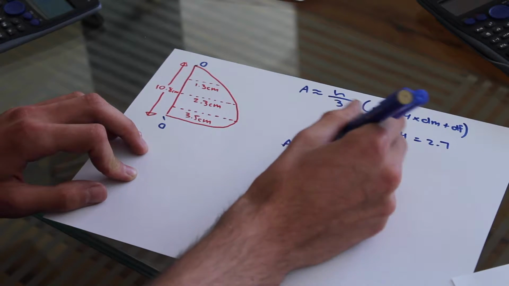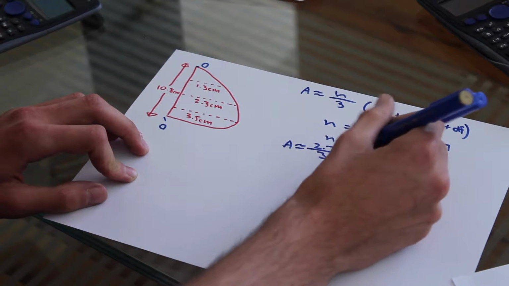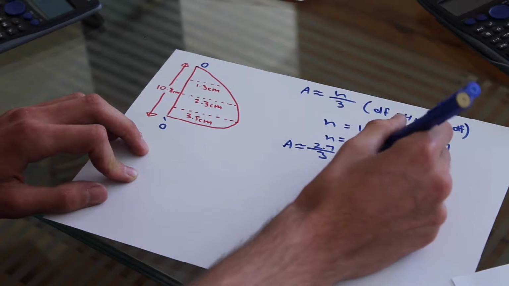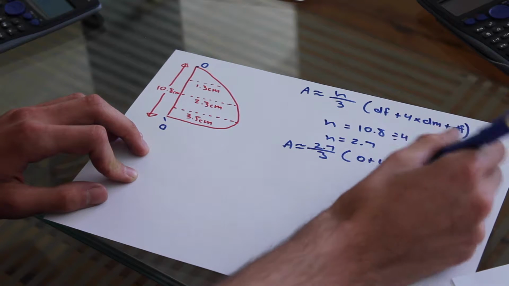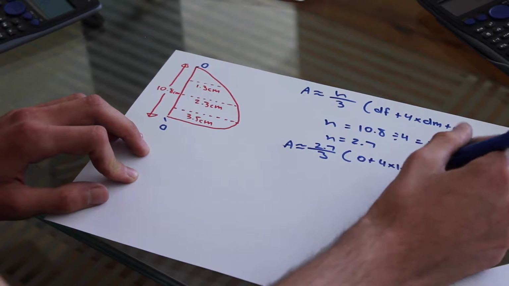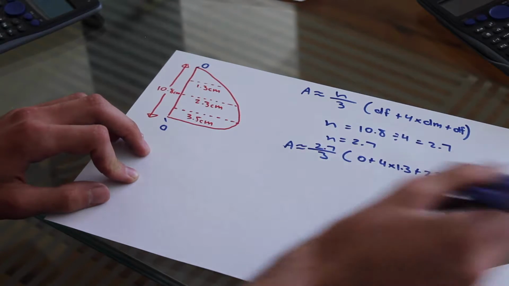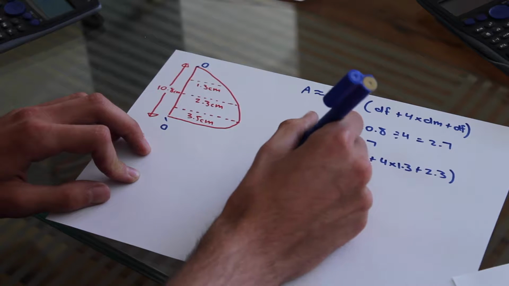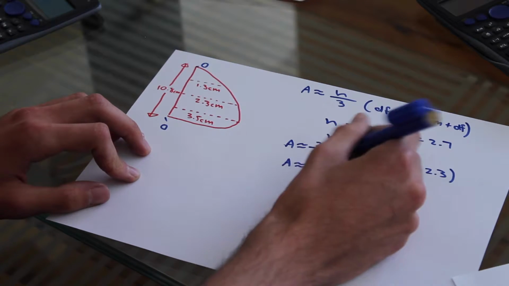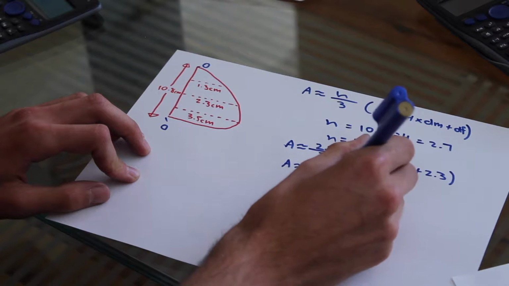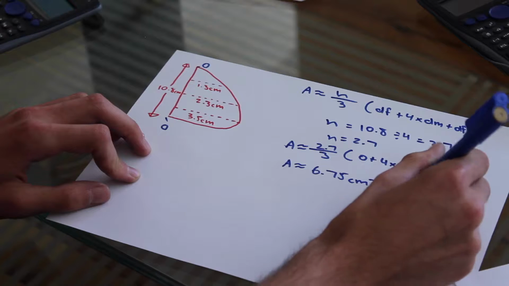So area is approximately equal to 2.7 over 3, opening the brackets, the distance of the first, which was 0, plus 4 times the middle distance, which is 1.3, plus the distance of the final, which is 2.3. Close the brackets, and now by working this out using our calculators, area is approximately equal to 6.75 centimeters squared, and this will be our area 1.